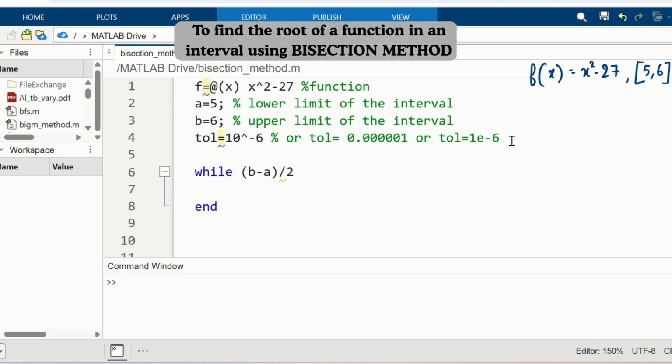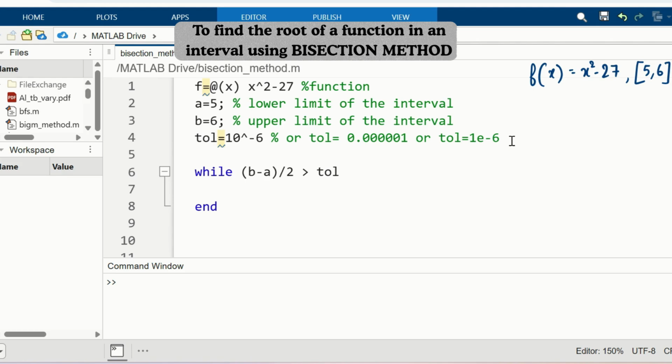This is the error value which is calculated. When this is less than tolerance, then we will stop. So we will keep on continuing this when this value is greater than tolerance. What happens here is your interval keeps changing again and again, so your interval is getting shorter and shorter.